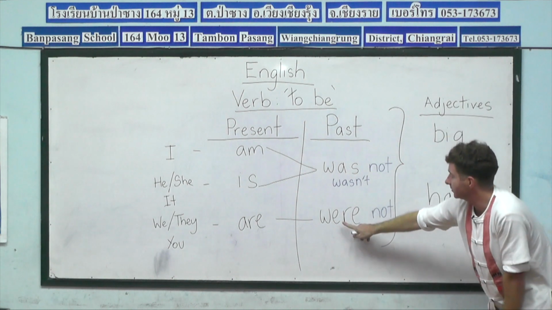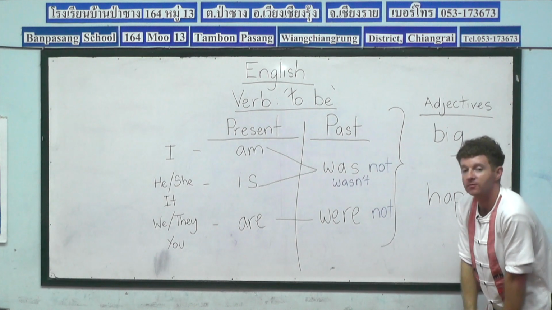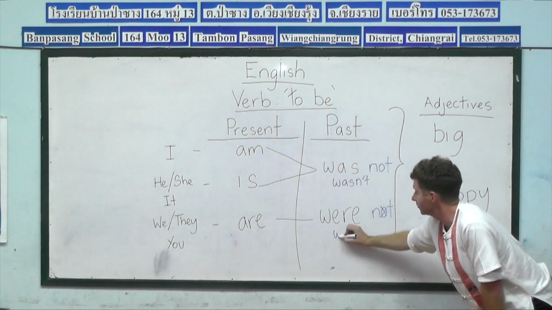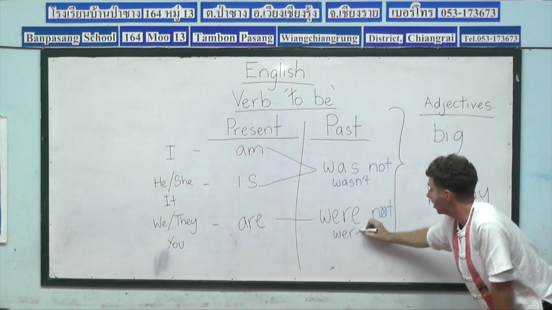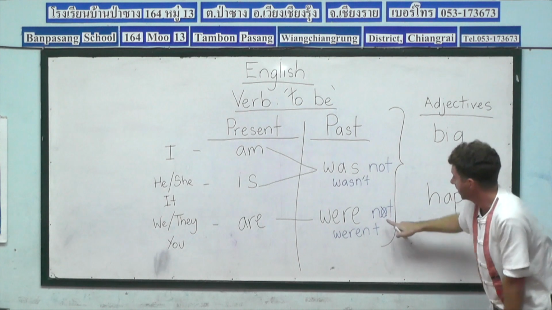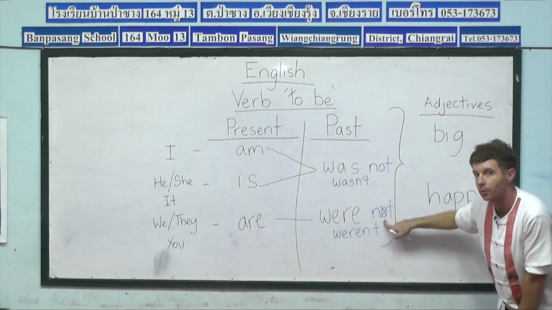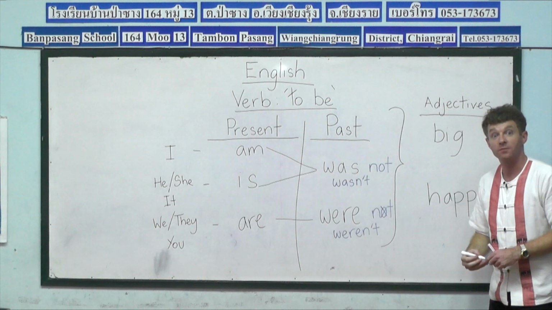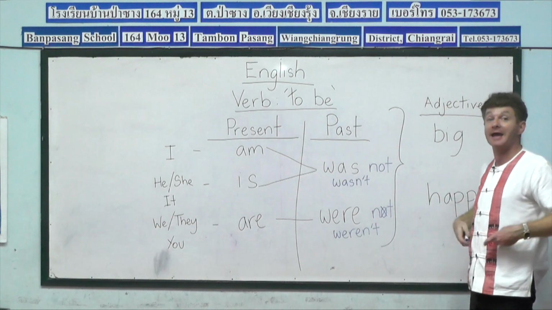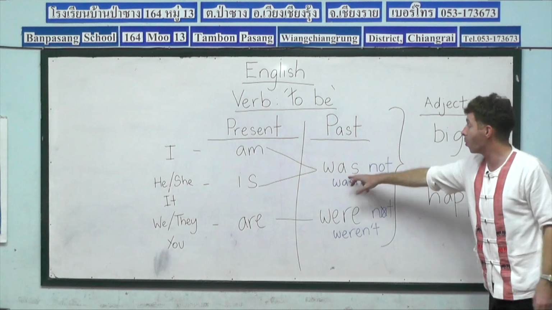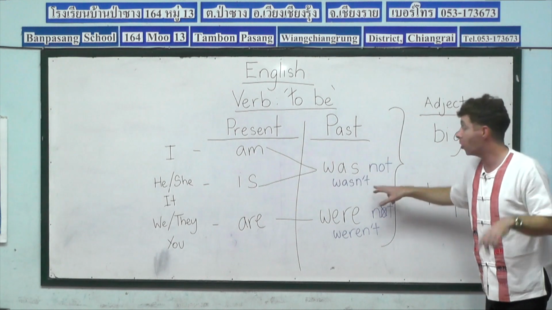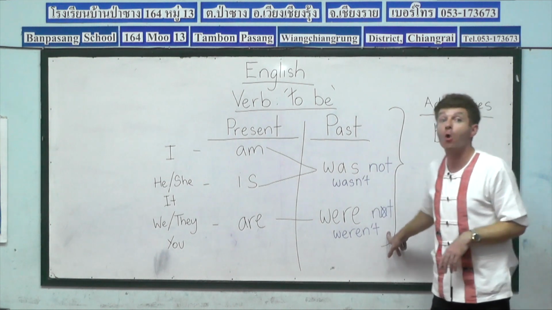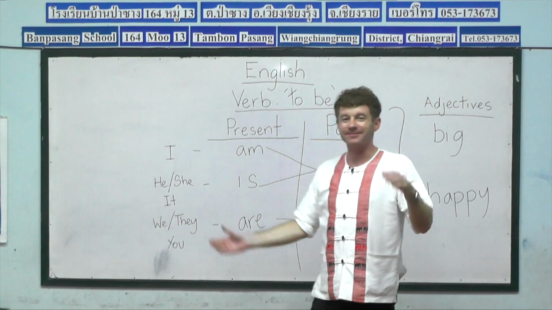And now, instead of were not, what can we do? We get rid of the O again. W-E-R-E-N-T. And because the O is the letter that we get rid of, we replace it with apostrophe. So in this lesson, we'll look at the negative past tense forms, was not, or wasn't, were not, or weren't. Excellent, guys. Brilliant.